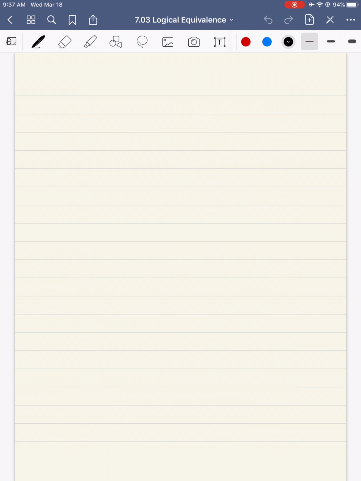Hi everyone. So today we're going to continue with our symbolic logic unit, and today we're specifically going to talk about logical equivalences as well as tautologies and contradictions. So let's first start with some definitions. So this is section 7.03, logical equivalence.